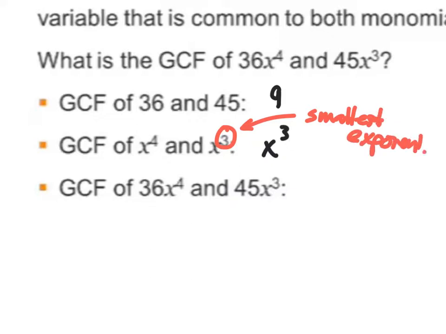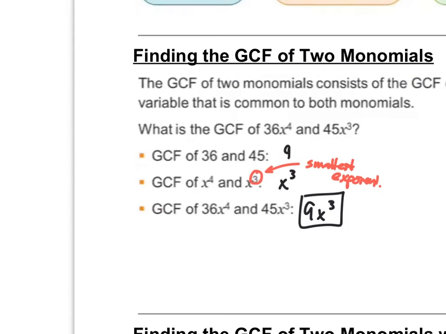And that's it, okay? So if we wanted to find the greatest common factor of 36x to the fourth and 45x cubed, then we simply combine these two numbers and we get the greatest common factor of 9x cubed. And that's something that we could factor out. Now we're just finding the greatest common factor. We're not factoring anything out at this point, okay? So let's take a look at the next one.